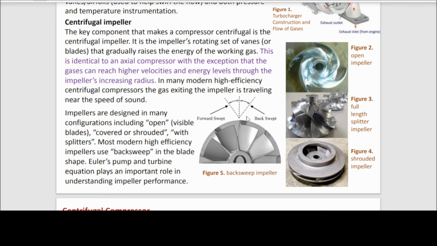Here the same thing is explained in a different way. You can see the direction of motion of the blade is anti-clockwise, and if it leans towards the direction of motion of the blade, this is called forward swept. And if it is just opposite to the direction of motion of the blade, then it is called backswept blades.